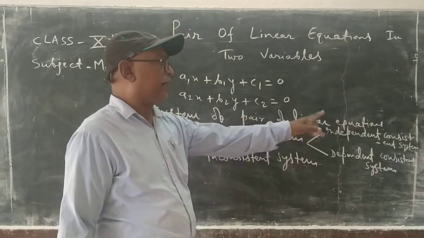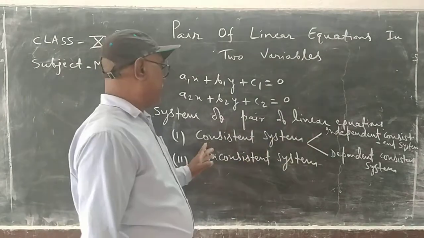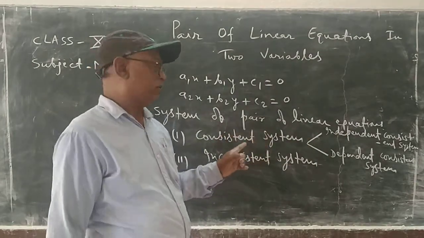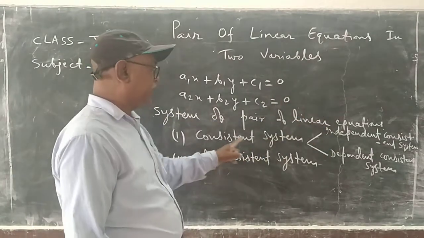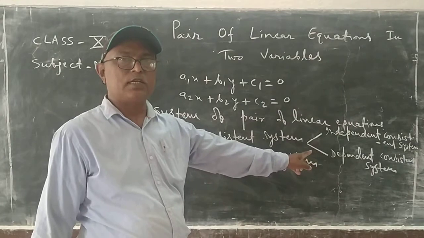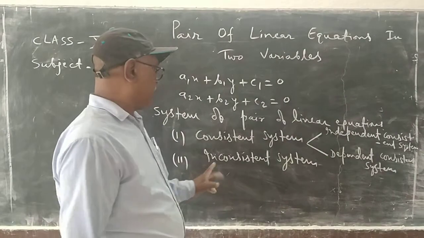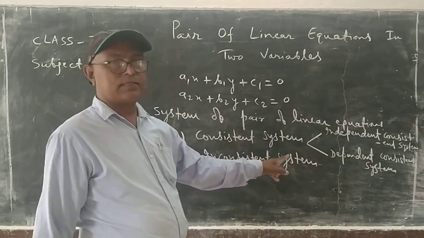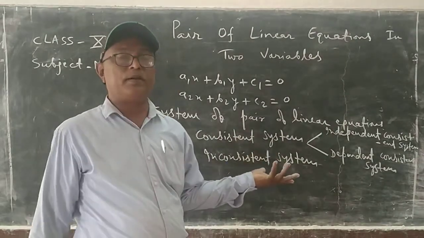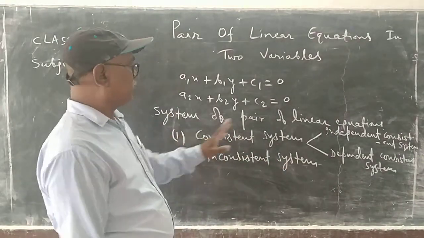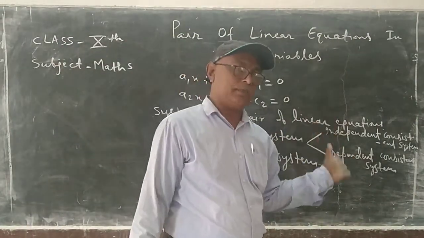One is the independent consistent system and the second one is the dependent consistent system. If there is a unique solution, then the system is said to be an independent consistent system. And if there are an infinite number of solutions, then the system is said to be a dependent consistent system. But in the case of an inconsistent system, there is no solution and there are no types of it. Only the consistent system has two different types: one is independent, the other is dependent.